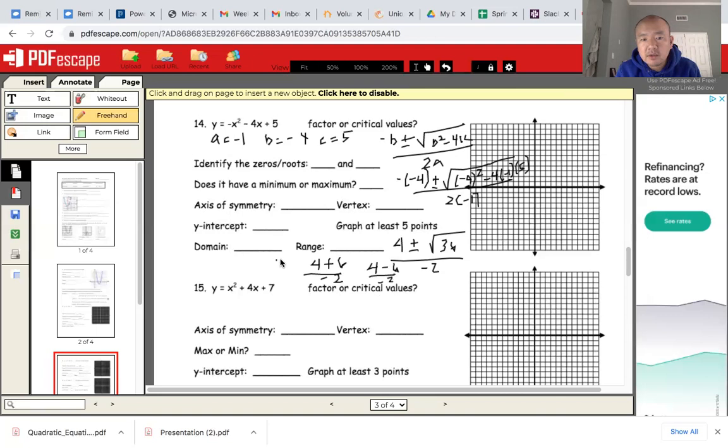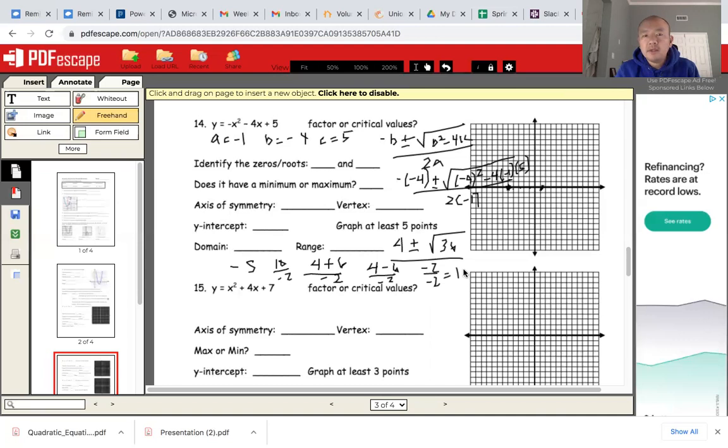So this would be 10 over negative 2, which is negative 5, and negative 2 over negative 2, which is 1. So the solutions are negative 5 and 1. Negative 5 is right here, and then 1 is right here. Okay, so that's where the parabola is going to hit the x-axis.